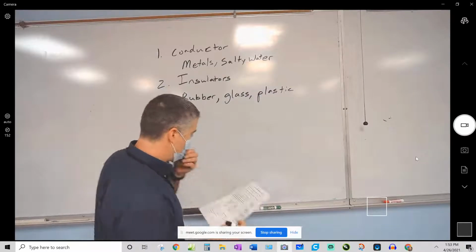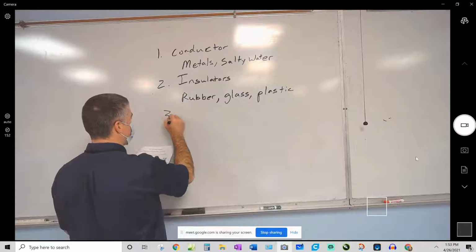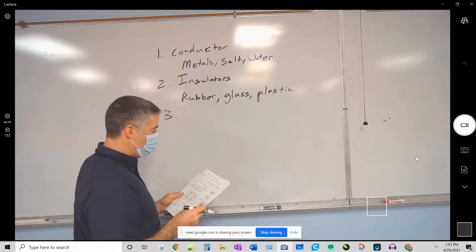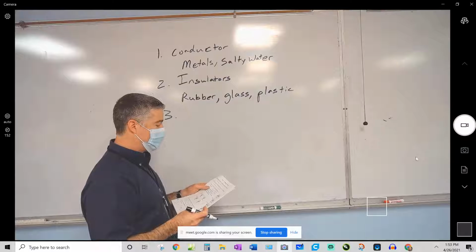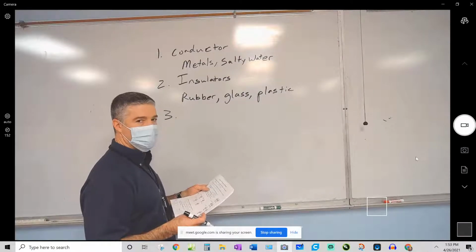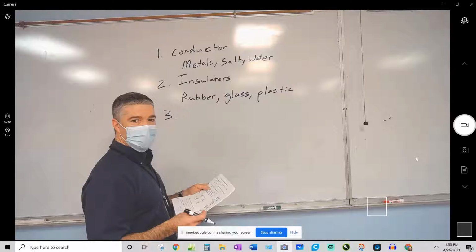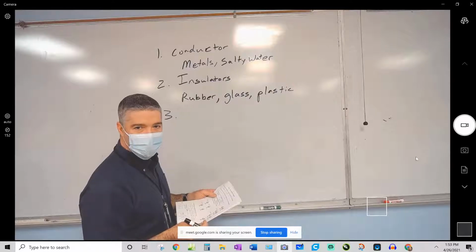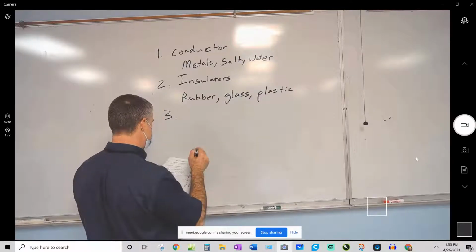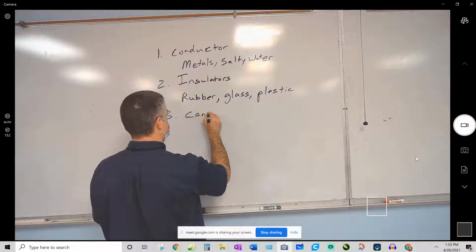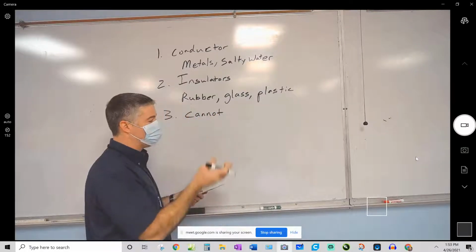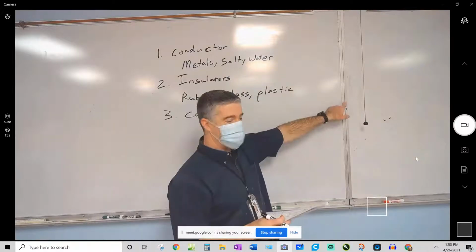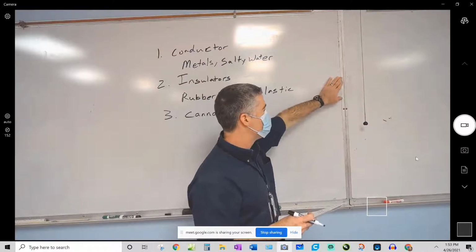All right, number 3. This is the one that, remember I was saying this is super important. This is the second half of that. Protons can or cannot flow through solid conductors? Did somebody say it? Can't. Cannot. Protons cannot. So in the atom, and in metals even, in this metal, for example, on the board right here, the protons are stuck there.